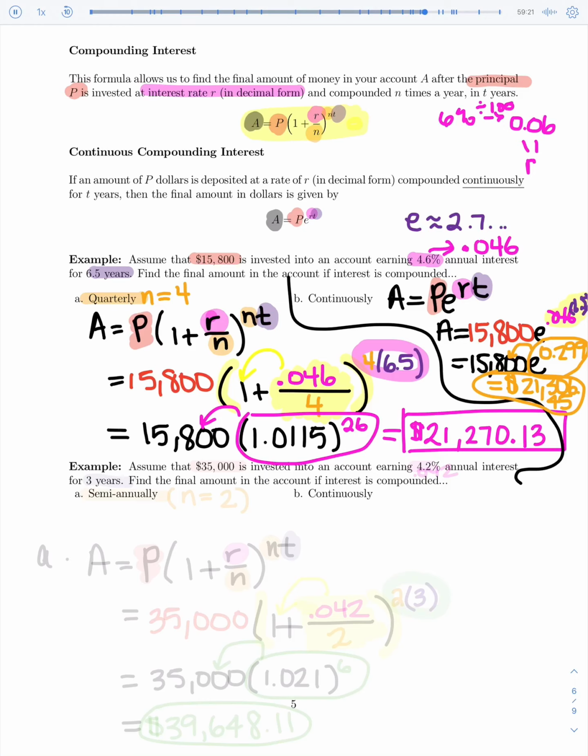Final answer for compounded interest that is continuous. Let's look at one last example. Compounding interest again.